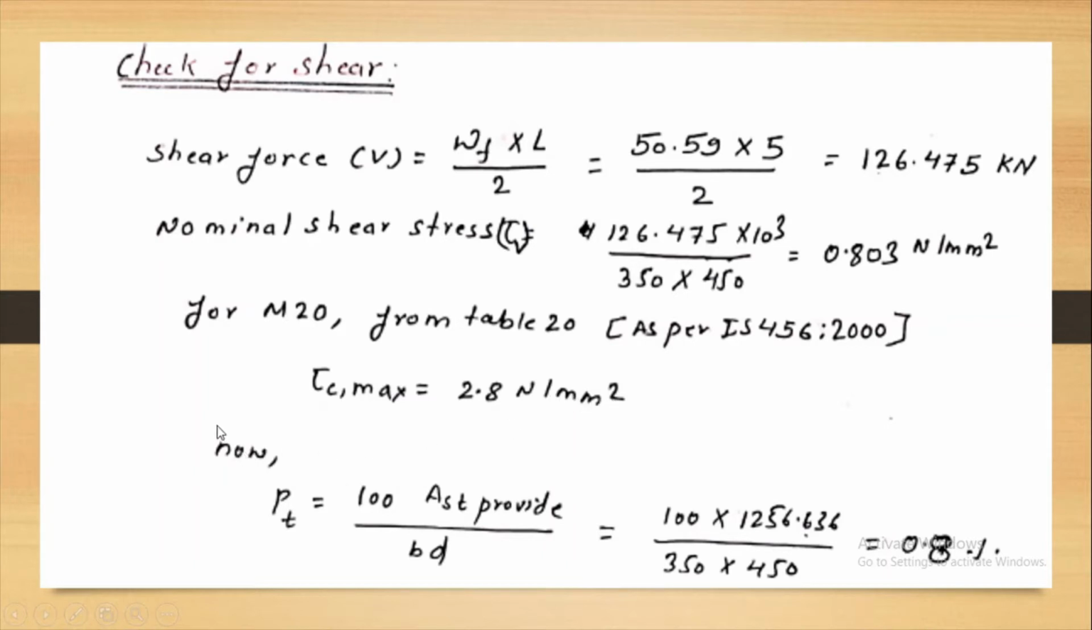Now we have to calculate the percentage of reinforcement. Here we have one formula for calculating percentage of reinforcement: 100 into AST provided divided by B into D. By putting the values of AST provided, B and D, we get 0.8 percentage of reinforcement.